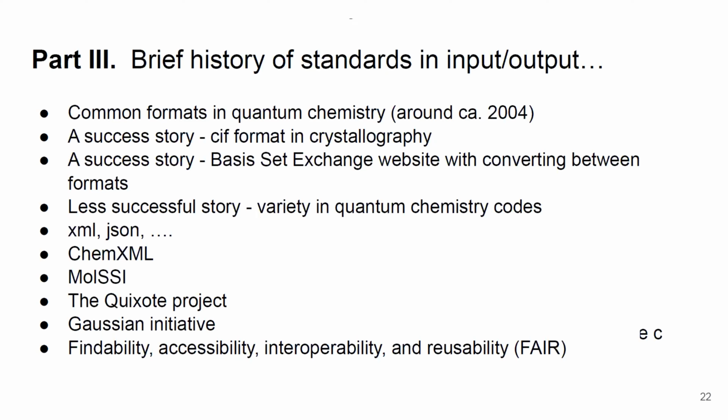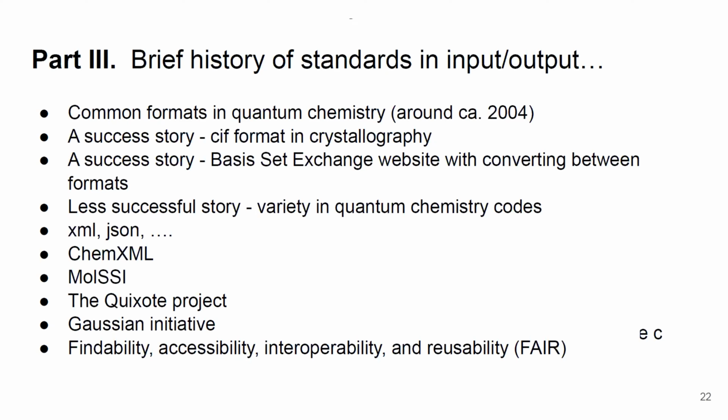So, the final part of my talk. It's about some standards in input and output, and about classification of quantum chemistry outputs. Since the beginning of this century, I think it started about 2004, there have been many attempts to make some common formats in quantum chemistry. There are some success stories. It's the CIF format in crystallography. Basis Set Exchange is, I think, a very good success story, where you find a way for one program to communicate with another program.